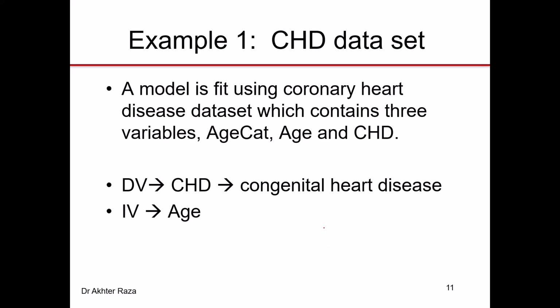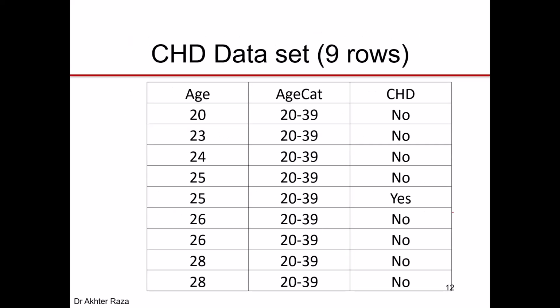So how do we apply the logistic regression? Just look at the data set. Your variable age is a continuous variable, and another variable, age cat, is a categorical variable. Binning is performed on the variable age, and the age cat is obtained. The last column is the CHD, yes or no, 0 or 1. 1 means the person has the disease, yes; 0 means the person doesn't have this disease, no. There are only 9 rows, a very short data set.